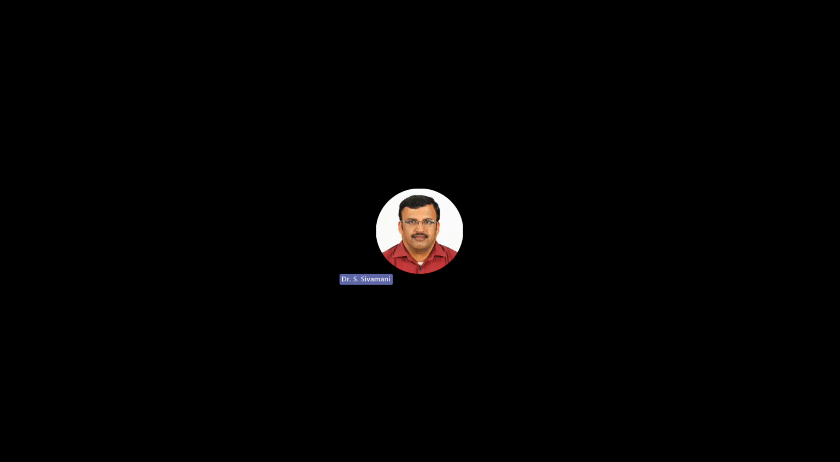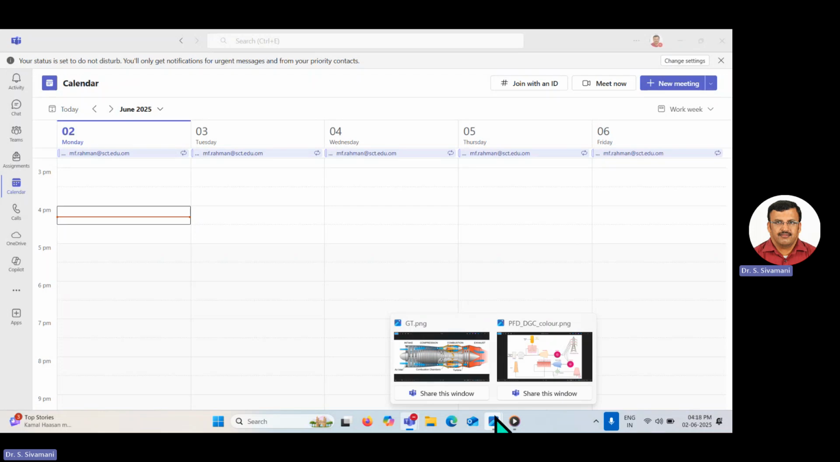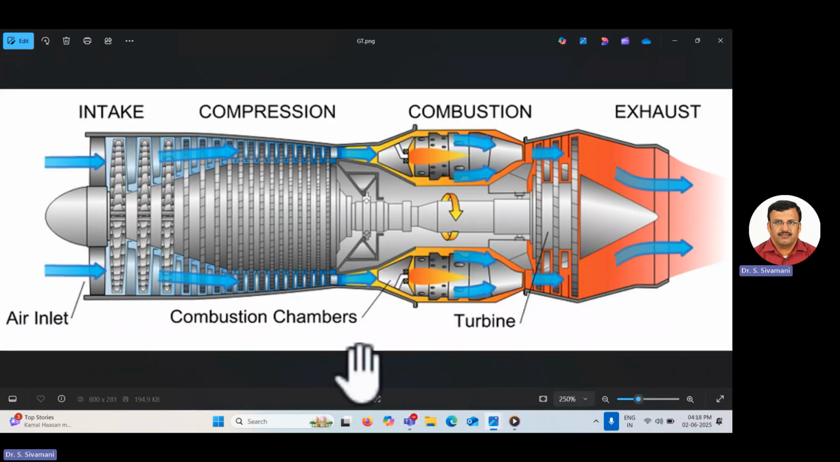Good day, friends. Today we are going to see about the Brayton cycle and then the combined cycle power plant. First of all, I am going to start with the Brayton cycle. Actually, in the Brayton cycle, the main component is the gas turbine.